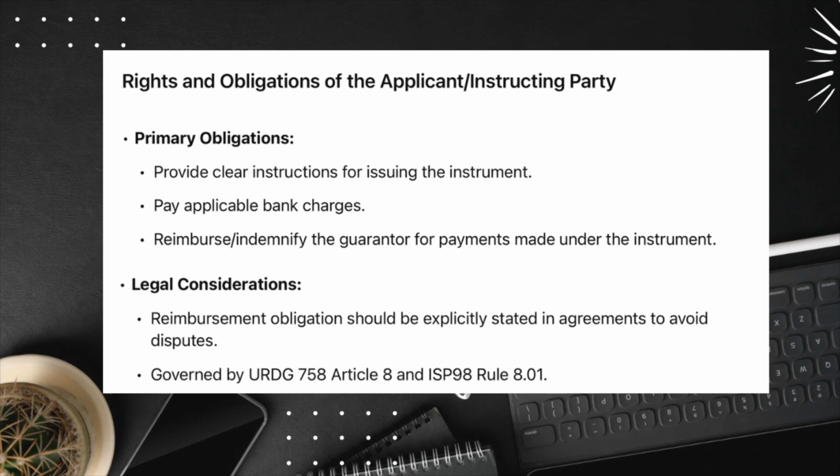To recap, the applicant or instructing party in a demand guarantee or standby letter of credit has three main obligations: provide clear instruction, pay applicable bank charges, and reimburse the guarantor if they make a payment to the beneficiary. Clear agreement and strong documentation make these processes smoother and prevent any potential misunderstandings.